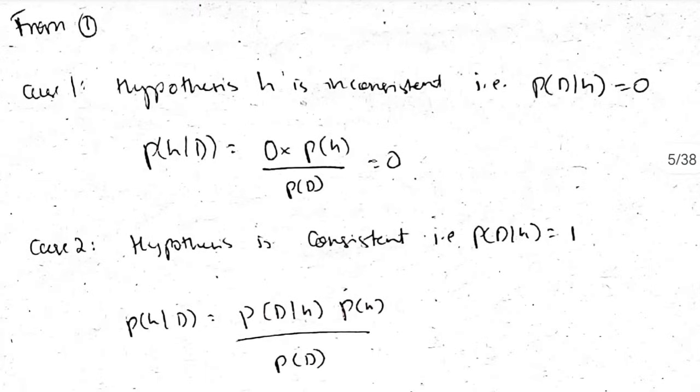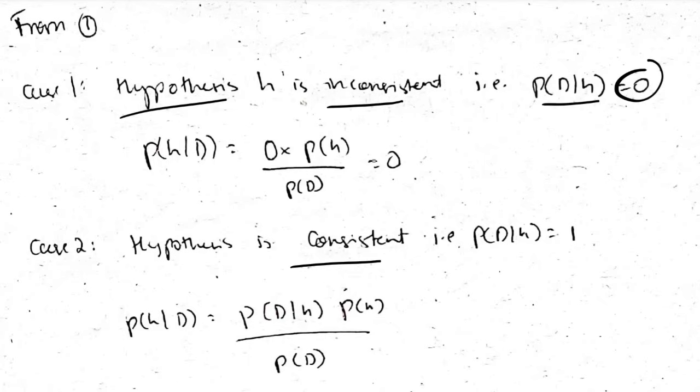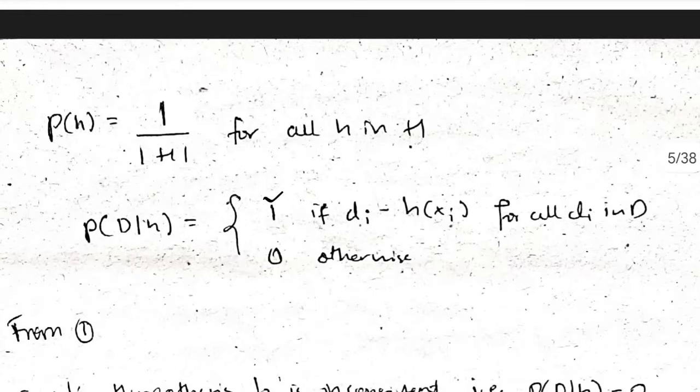There are two cases: hypothesis h is inconsistent, or hypothesis h is consistent. In case 1, where the hypothesis is inconsistent, P of D given h is equal to 0. So in this value we will be putting 0, and the final answer will be 0 in case 1. In case 2, the value of P of D given h is equal to 1. These are the two cases we are considering.